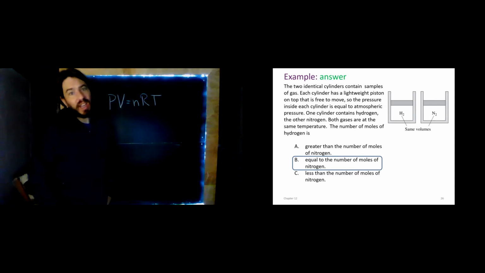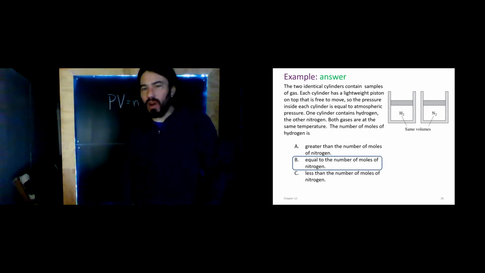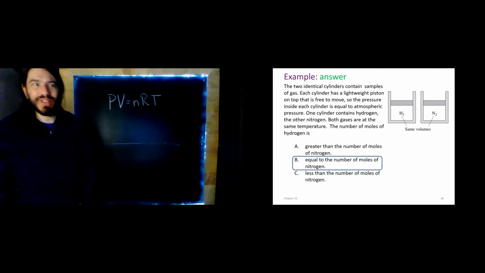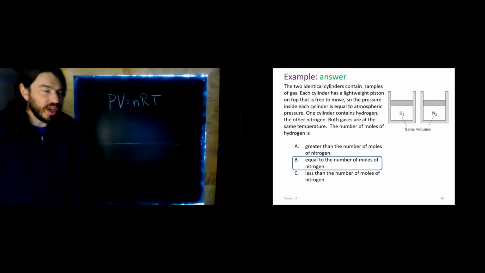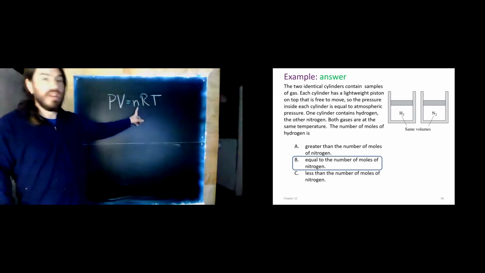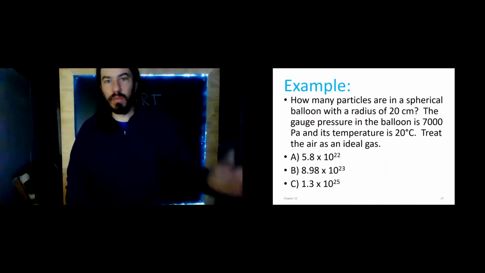So the point here is that in the ideal gas law, we don't really care what kind of particles we have. We don't care if they're hydrogen or nitrogen. We don't even care if they're water vapor, right? All we care is how many particles we have, the number of moles right here.